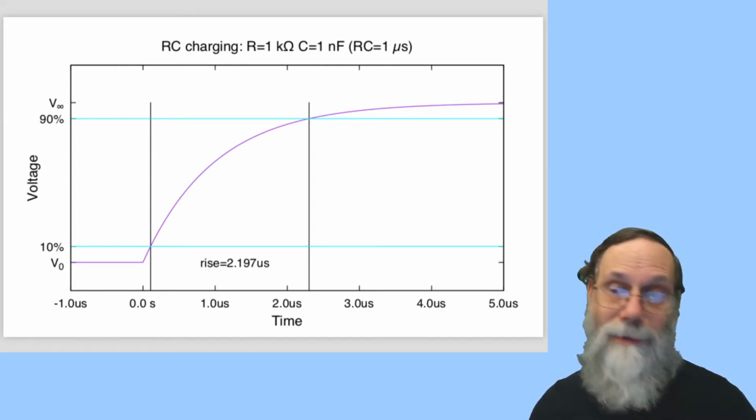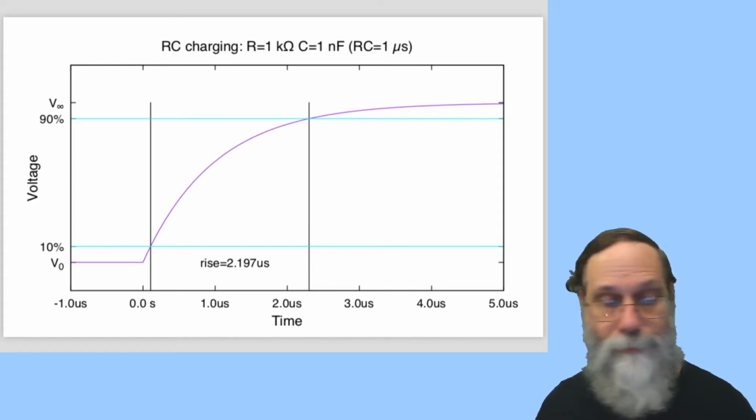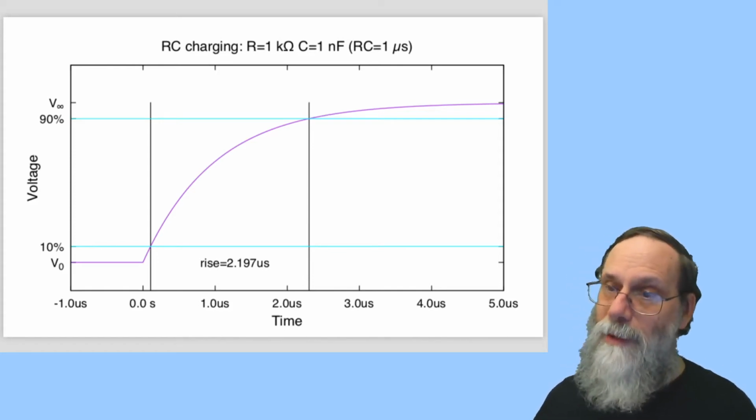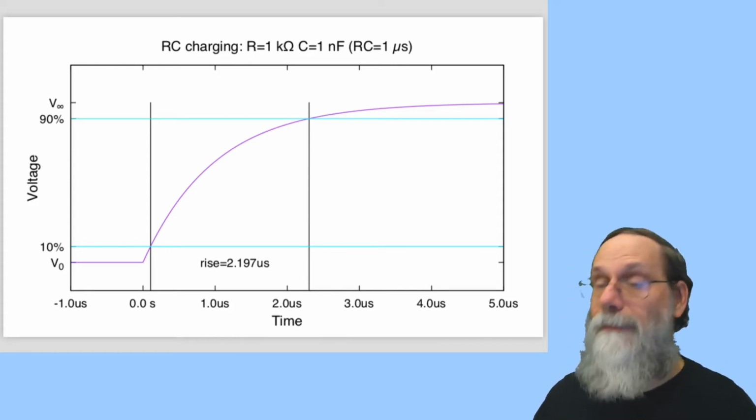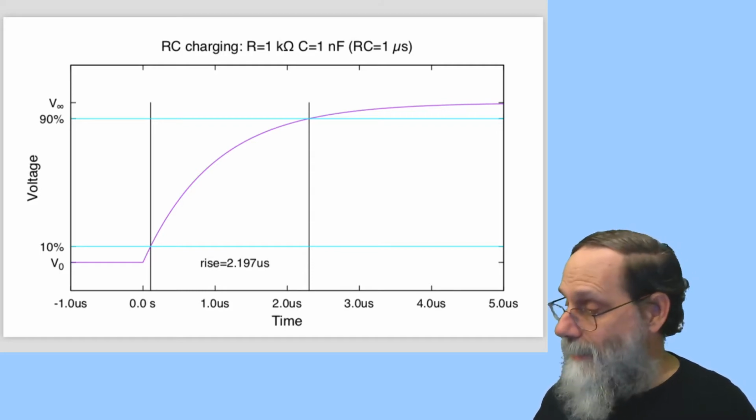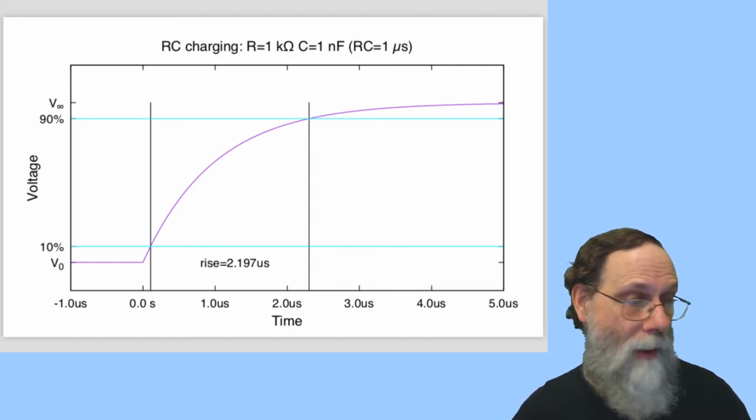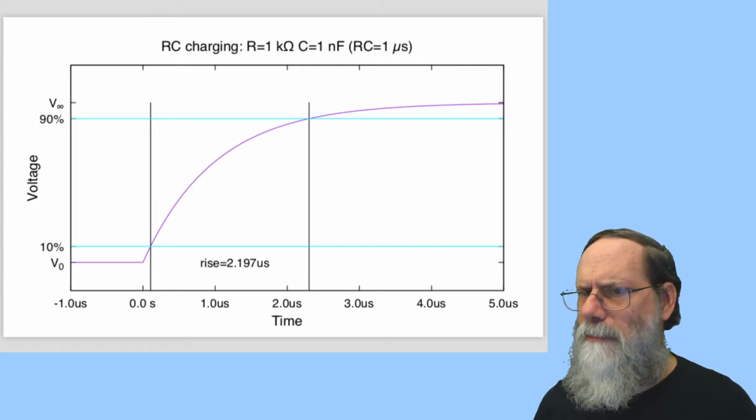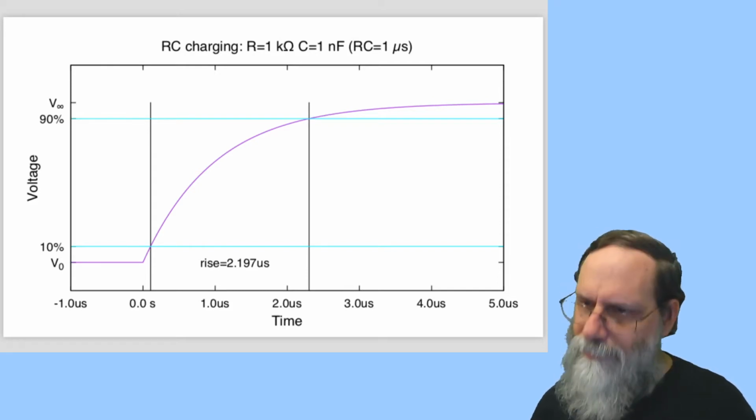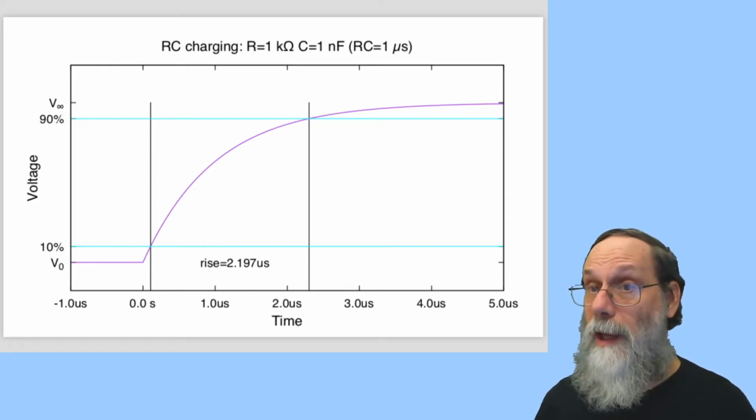And that's the rise time. 10% and 90% were kind of arbitrary choices, but they're the ones that classically have been used. All right, how do we think about this? How do we get a computation for what is the rise time?